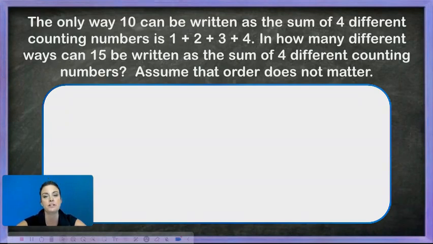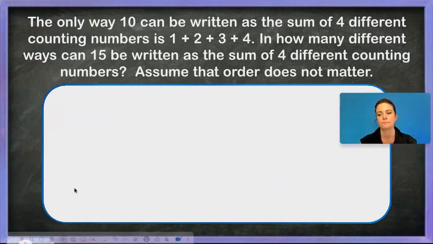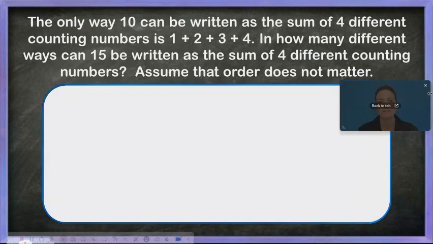So we know with the commutative property, let's go back to the 10. 1 plus 2 plus 3 plus 4 is 10, but so is 3 plus 4 plus 2 plus 1. Order doesn't matter in the commutative property of addition. So we're going to assume that order doesn't matter when we're trying to figure out how many different ways we can write 4 different counting numbers that will have a sum of 15.